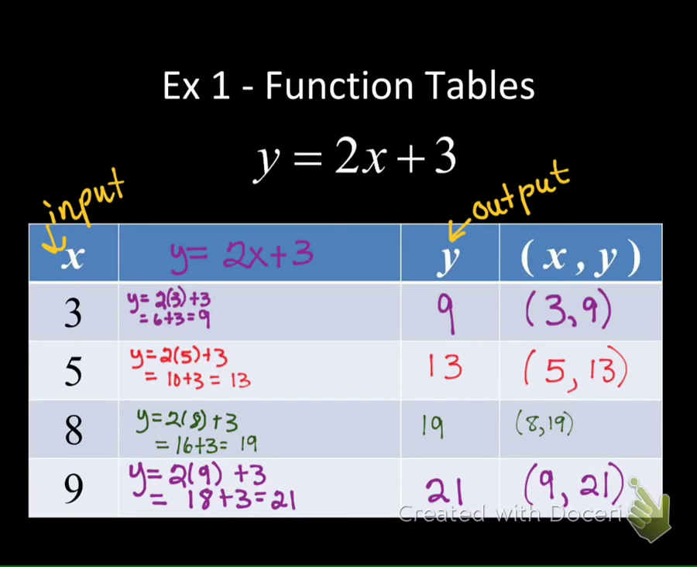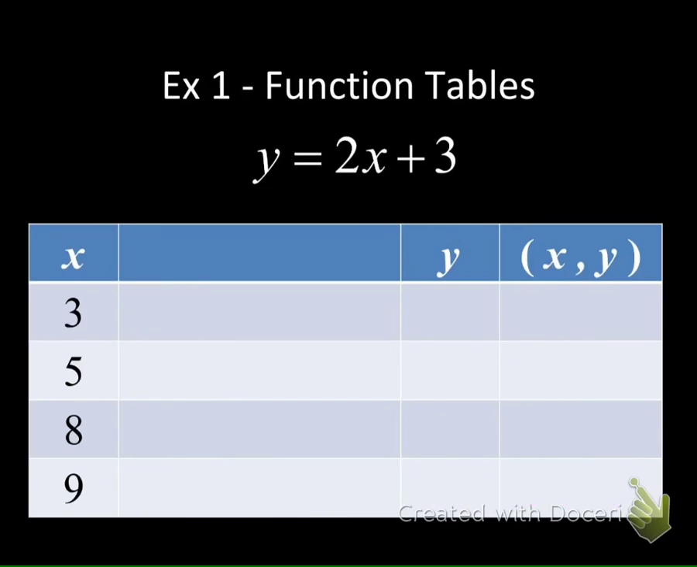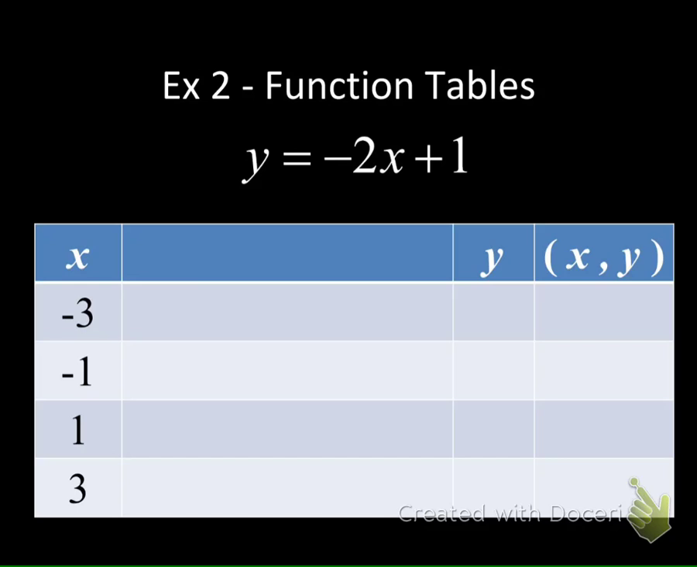All right. Let's look at our second function table here. We're going to go through this a little bit faster. So example number 2, the equation that you're going to put between your x and your y is going to be y equals negative 2x plus 1. It's still kind of the same format, except this time we're dealing with negatives. Negatives sometimes tend to frustrate us a little bit, so we've got to pay close attention.